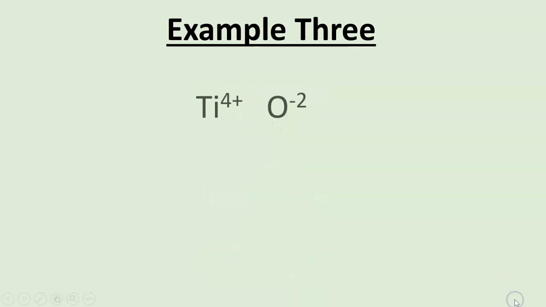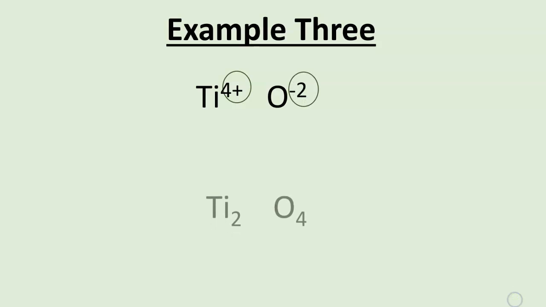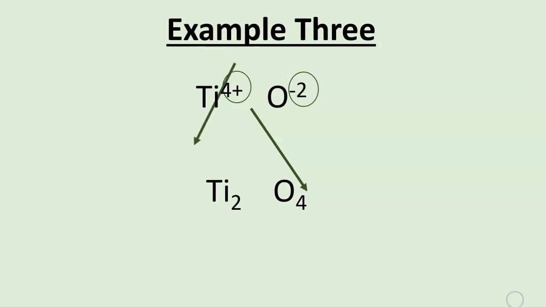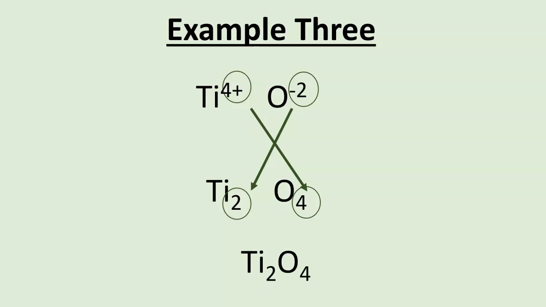All right, so another example. We have a Ti 4 positive and an O 2 negative. Those are our charges. And we know that we're going to cross them over, and they're going to change elements because we're using the crossover method. So our numbers cross over, but not our charges. We come up with an answer of Ti2O4.